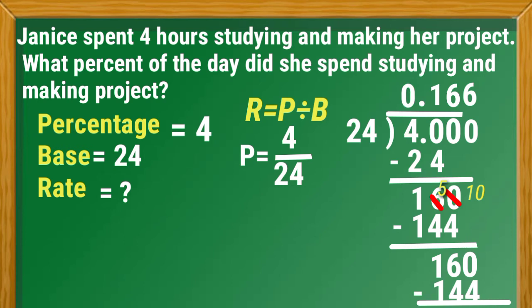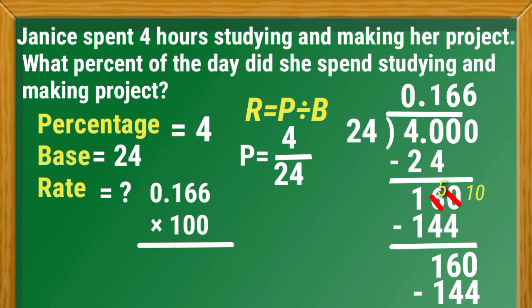So what you are going to do here is to convert it into percent. How are you going to convert it into percent? You need to multiply your quotient by 100. So 0.166 times 100. So that will be 16.6. And if we are going to convert it into a whole number, we are going to round it off to the nearest whole number.